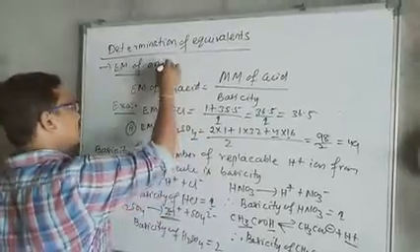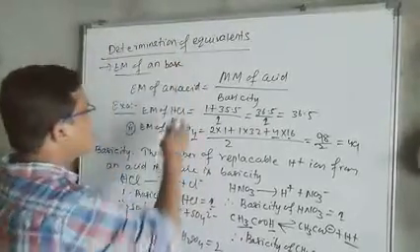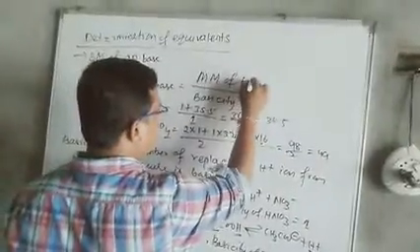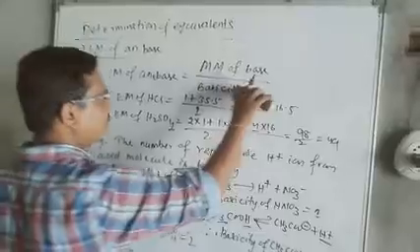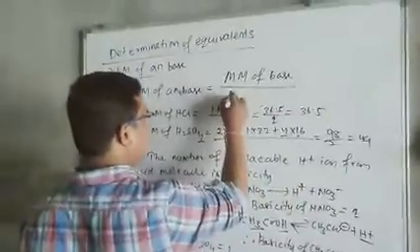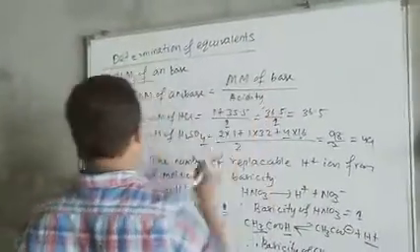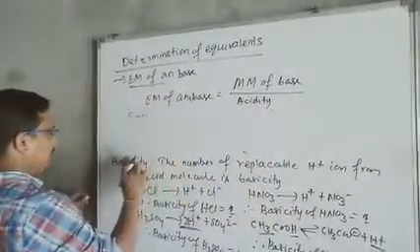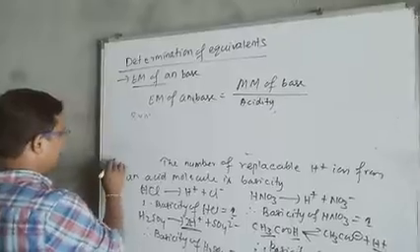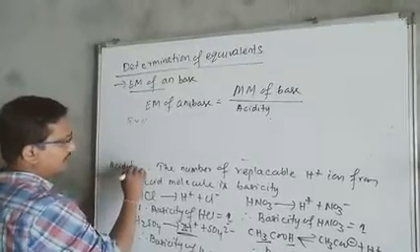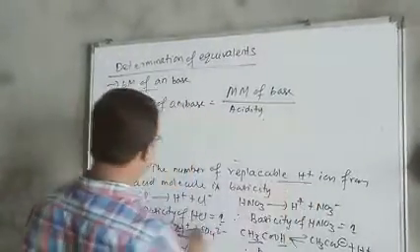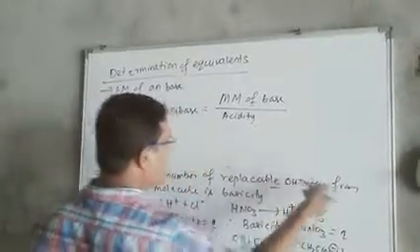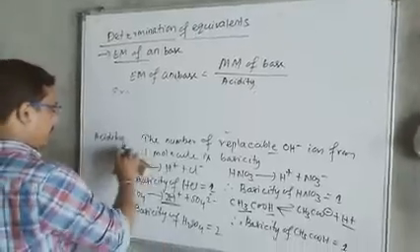Next is the base. Equivalent mass of a base is the molecular mass of the base divided by, instead of basicity, acidity. Similarly, we can know what acidity is. Basicity means the number of replaceable H plus ions. Acidity means the number of replaceable OH minus ions from a base.